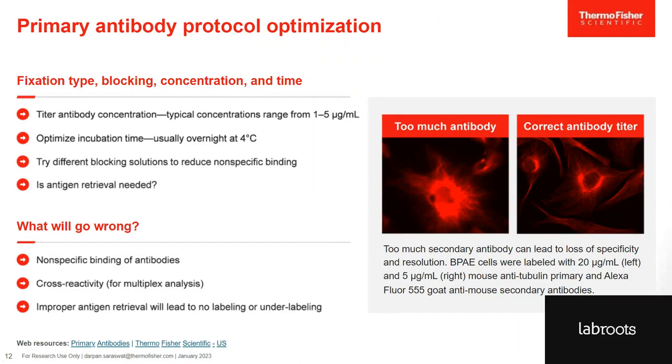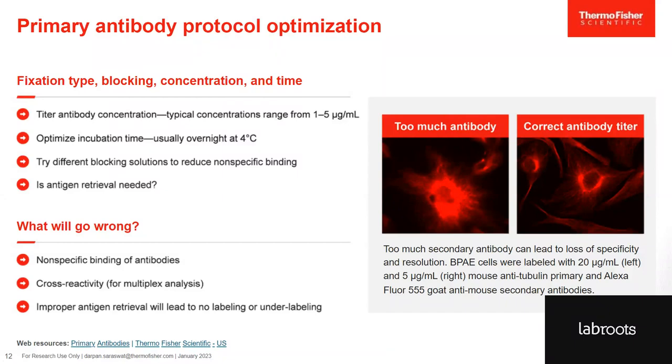It's very important to optimize your primary antibody protocol. Commercial antibodies come with a protocol, but the optimal condition must be determined empirically with every sample. Make sure to titrate the antibody concentration. You can use the recommended starting point, but make sure to titrate different concentrations of the antibody to get the appropriate concentration. Optimize the incubation time. Try different blocking solutions to reduce non-specific binding. And if you are using intracellular proteins, make sure to use antigen retrieval.